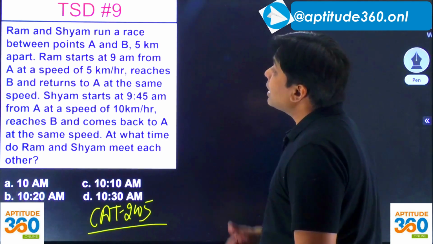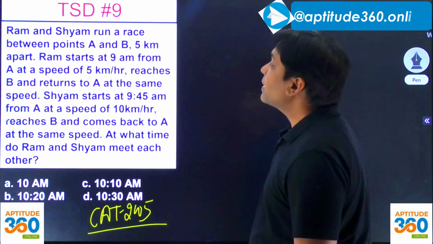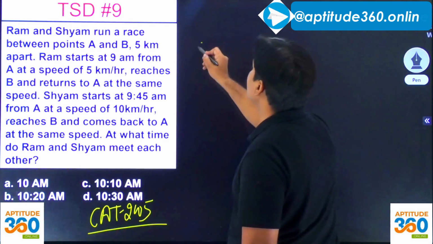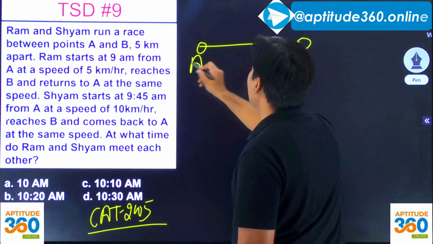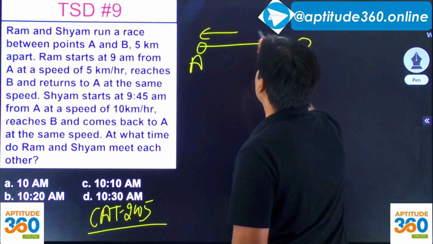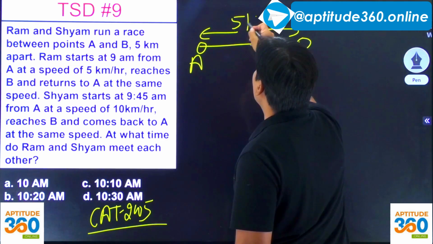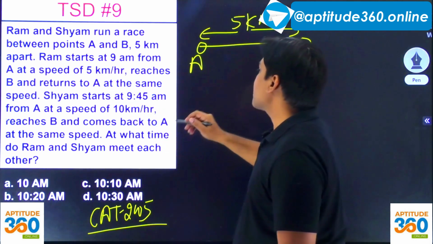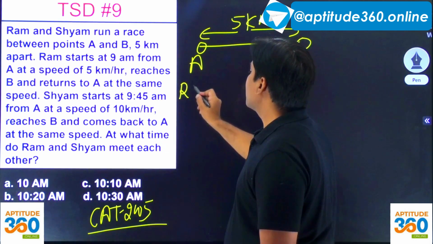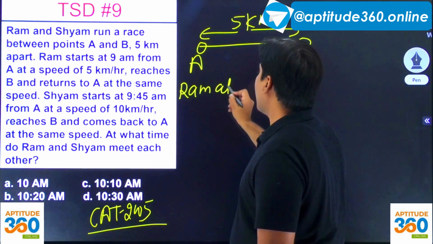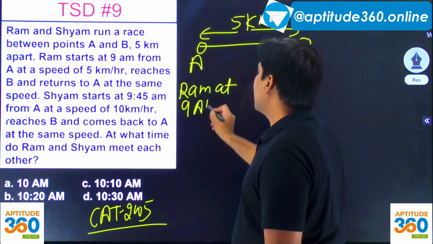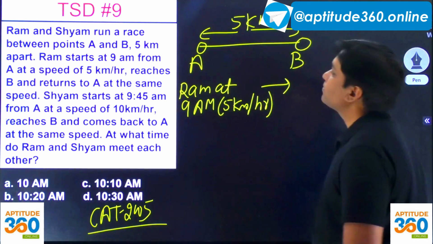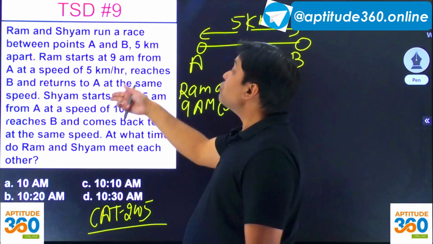Ram and Shyam run a race between points A and B, 5 kilometers apart. Ram starts at 9 a.m. from A. So you've got point A and point B. The distance is given to you as 5 kilometers between these two points. And Ram starts at 9 a.m. at the speed of 5 kilometers per hour. So Ram goes this way at 9 a.m. And what is the speed? 5 kilometers per hour in this direction, and reaches B and returns to A at the same speed.